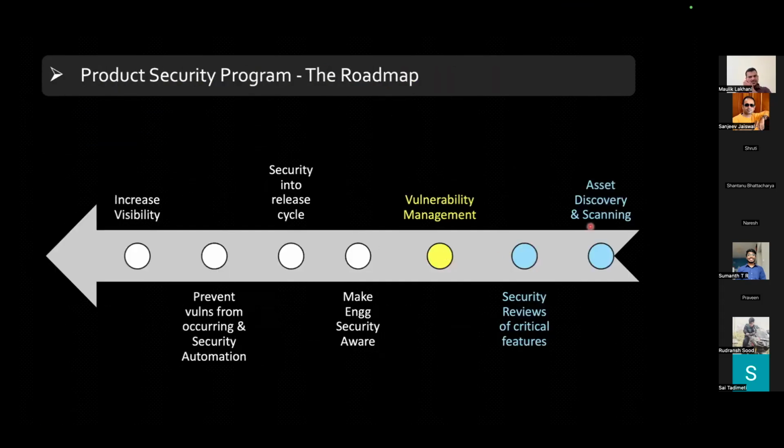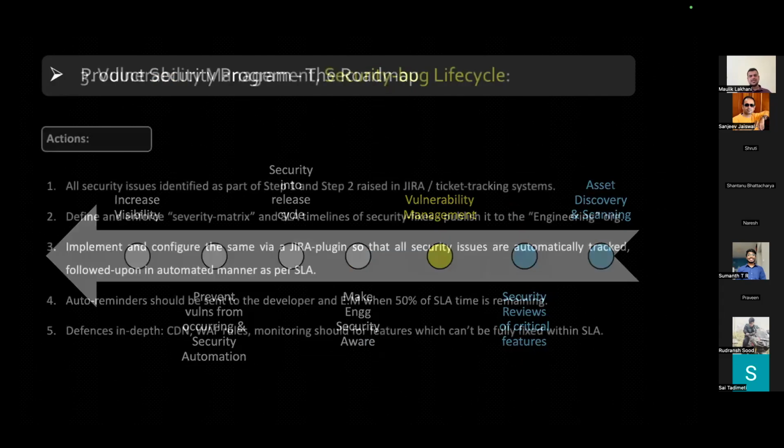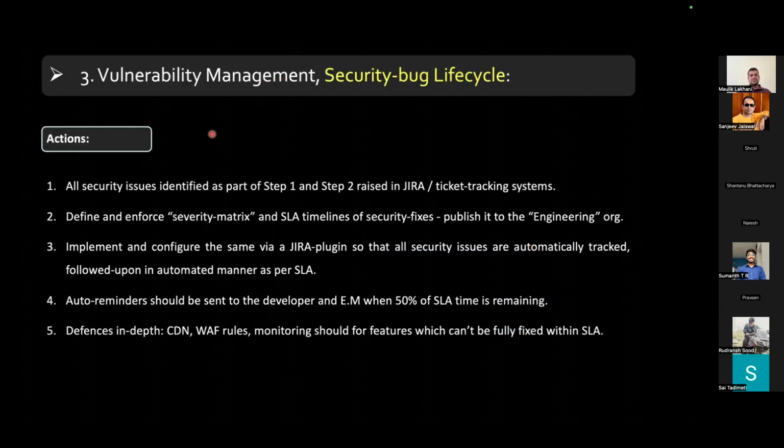So whatever activity you did in terms of asset discovery and scanning and performing automated and manual security reviews of your critical features, all of those vulnerabilities you will start filing in your Jira. Maybe you will create a Jira project, for example, called security issues or ProdSec, something like that, and you will start filing Jira tickets in those. Via your asset inventory, you will come to know that okay, this is the right team or right point developer who is responsible for this particular asset or service. You will start assigning those tickets. So all the security issues you identified in step 1 and 2 are raised in Jira ticketing systems.